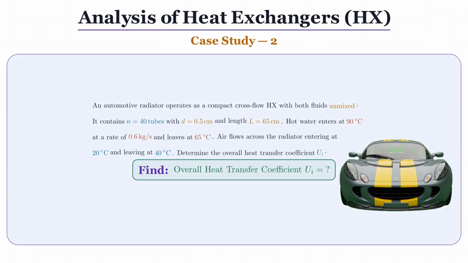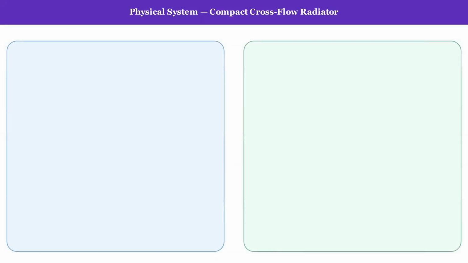Determine U sub I, the single number that characterizes the combined thermal resistance of this entire heat exchanger, from the hot water inside the tubes to the ambient air flowing across them. This is a classic industrial rating problem. Before computing anything, we must establish the physical picture and the mathematical framework that governs this system.